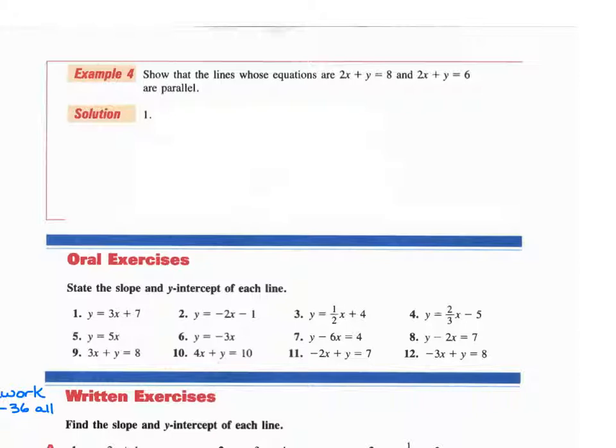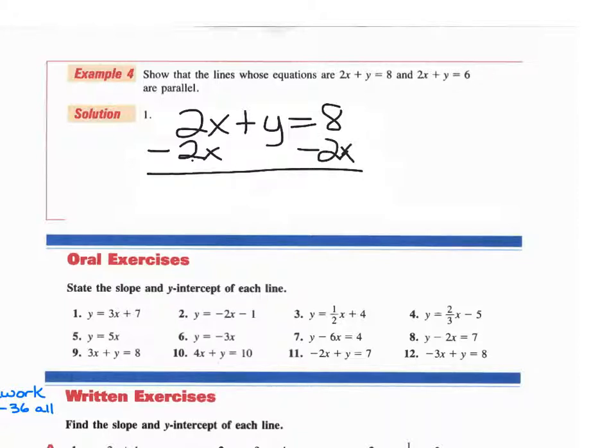So what I need to do here is rearrange both of them into y equals mx plus b. And once I do that, I need to check to see if the number in front of x, or the slope, is the same number. If it is the same number, then we will say that these lines are parallel. So let's go ahead and rearrange them. 2x plus y equals 8. I'm going to isolate y by subtracting the 2x. So my first equation is now rearranged into slope-intercept, or y equals mx plus b. I need to do the same thing to the other one.